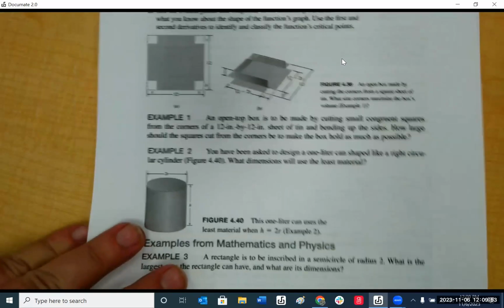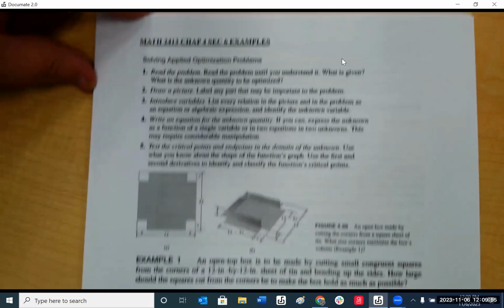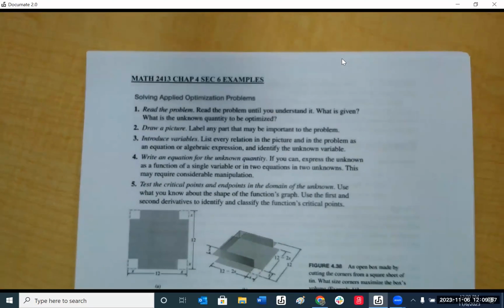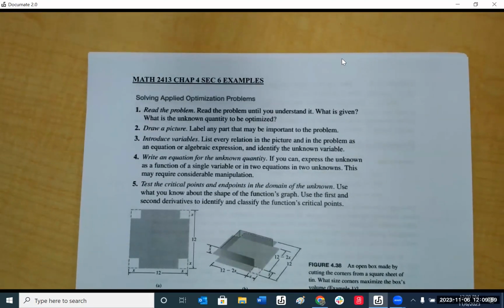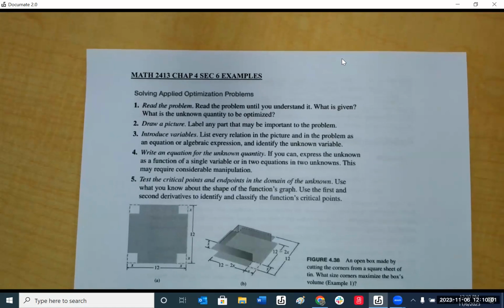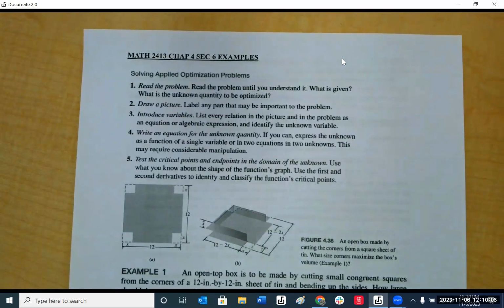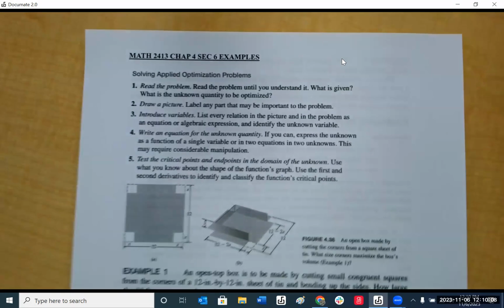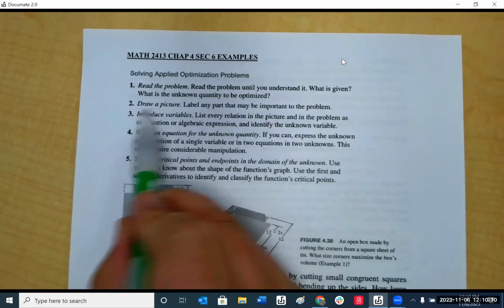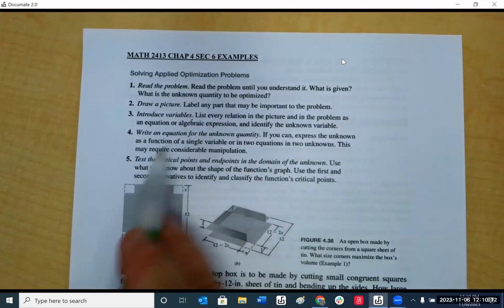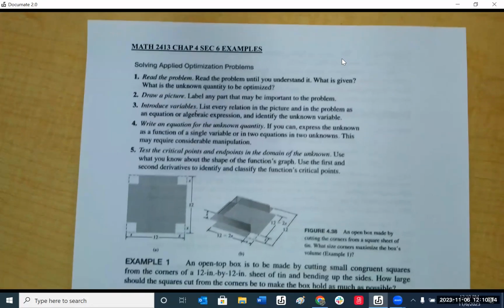Now let's look at the next section. Section 6 deals with application problems, I believe. Yeah, so here's read the problem, draw a picture, introduce the variables, write an equation. It's the same as any word problem we did in algebra.